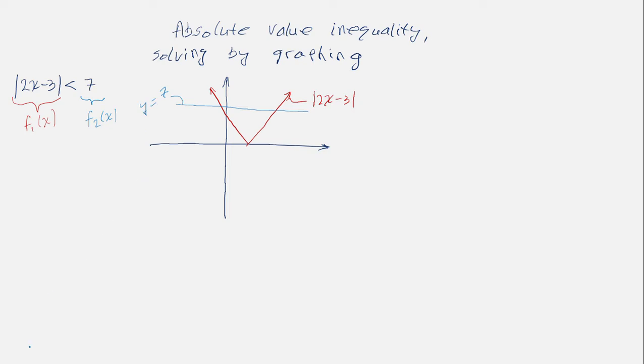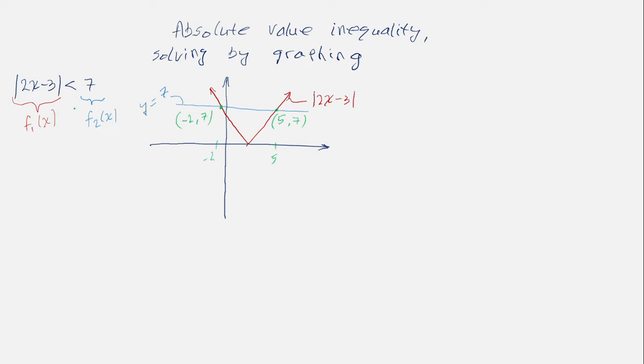Now, we do need to find the intersections, and in this case, the intersections happen to be at negative 2, 7 and positive 5, 7. So what we need to do is look at the x values, negative 2 and 5. So negative 2 right here, and then 5 right here.